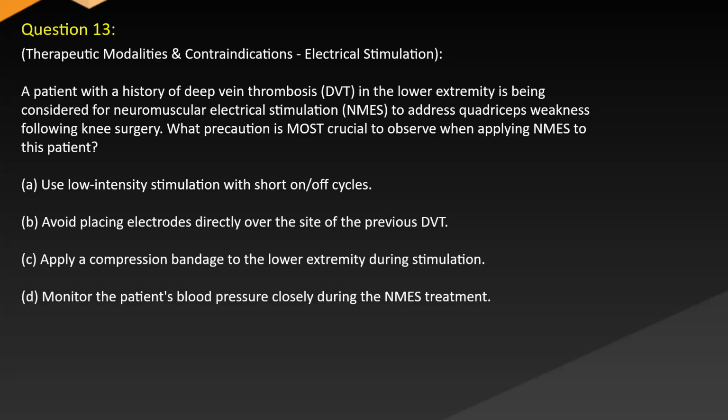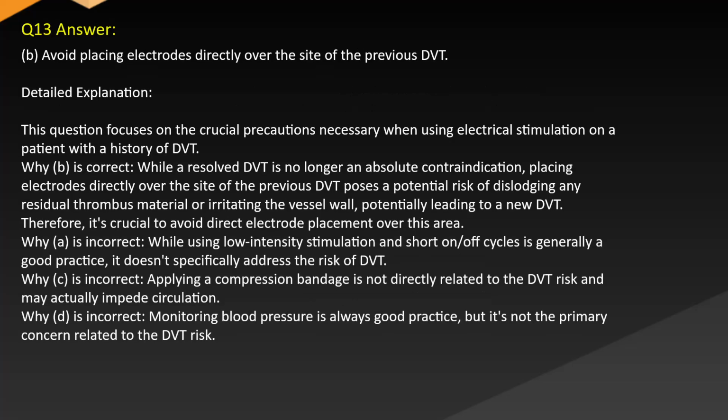A. Use low-intensity stimulation with short on-off cycles. B. Avoid placing electrodes directly over the site of the previous DVT. C. Apply a compression bandage to the lower extremity during stimulation. D. Monitor the patient's blood pressure closely during the NMES treatment. Answer B. Avoid placing electrodes directly over the site of the previous DVT.